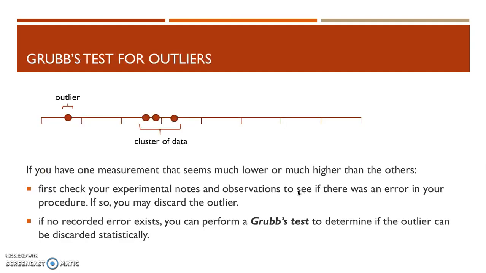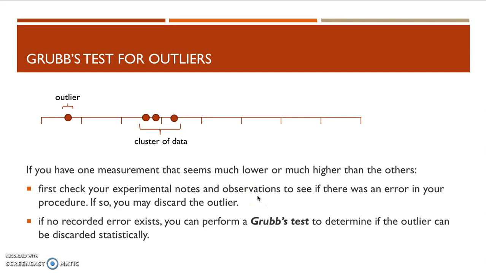So let's look at Grubbs' test for outliers first. If you took 4 data points in lab and 3 of them seem pretty close to each other, but the 4th one seems to be an outlier, you can't just throw it out because it'll make your data look better. First, you should check your experimental notes and observations to see if there was an error in your procedure.